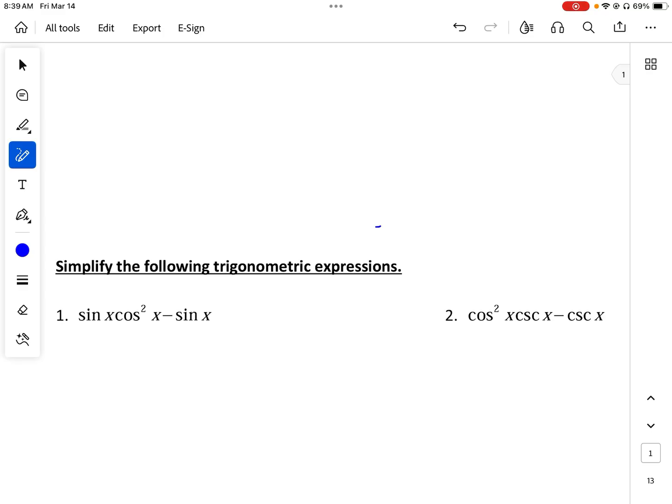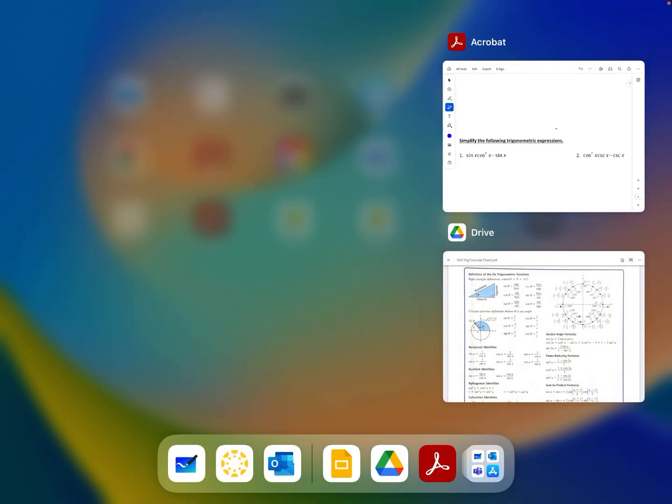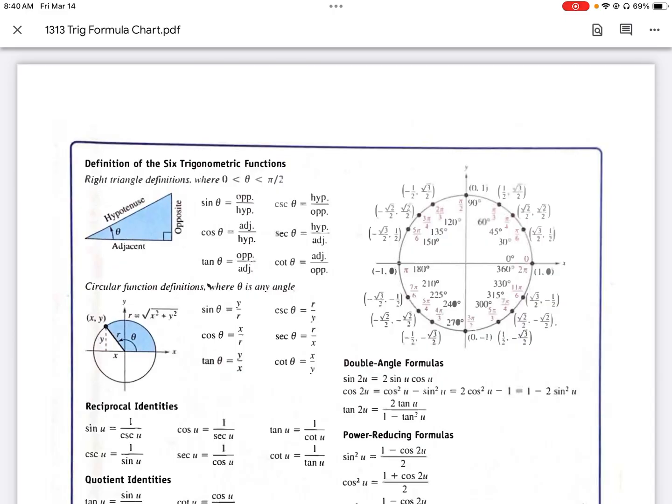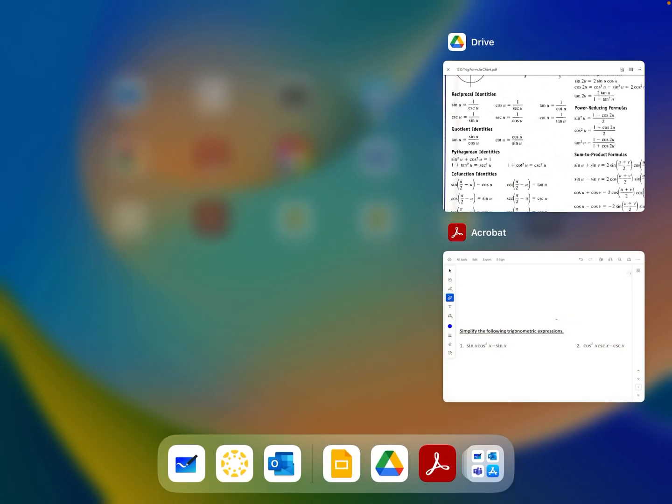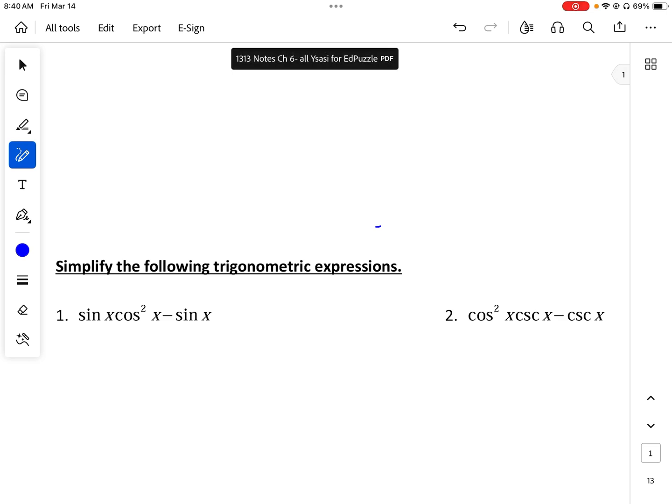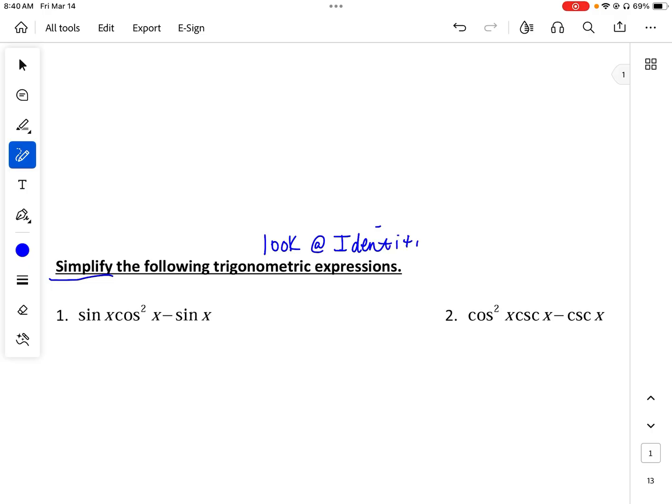Okay, so let's look at how to simplify trig expressions. You do need out your formula chart. So I'm going to show you that real quick. This is our formula chart, and we are going to be looking at these identities right here. Make sure you have that out, and let's see what we can do. Because it says the word simplify, we are just going to use our identities and make it into a simpler, non-complicated form. There is no equal sign, so we are going to use our identities. So I'm going to write a little note. Look at identities.